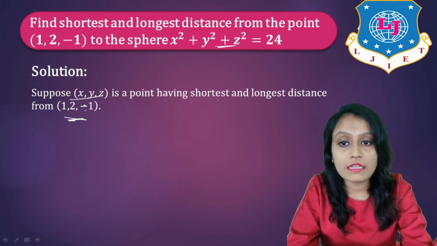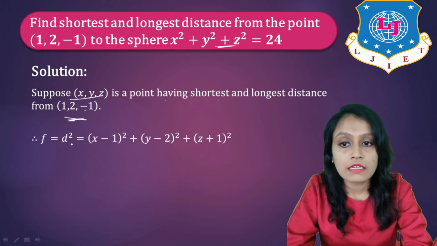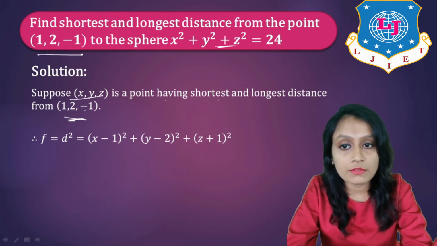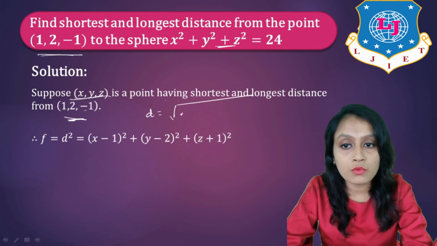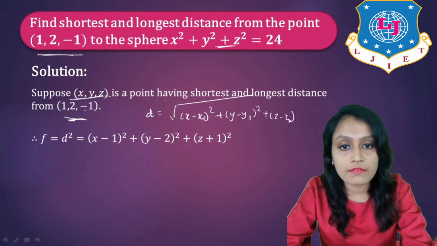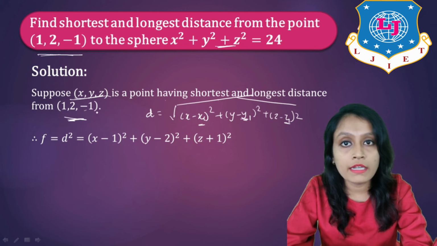Now we have to find the distance. So the distance formula is d square is equal to (x minus 1) whole square. The point is given (1, 2, -1). So we have to find the distance from this point and this point, that is (x, y, z). Now we know the distance formula, d is equal to under root (x minus x1) square plus (y minus y1) square plus (z minus z1) square. Now in place of x1, y1 and z1 we have to substitute 1, 2 and minus 1. So you will get this equation and just square it.